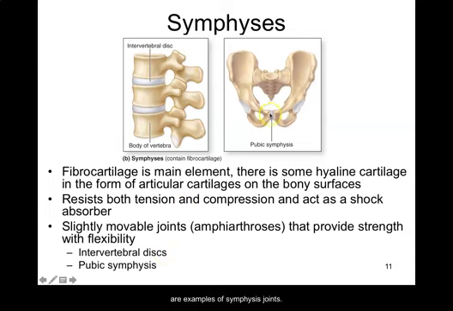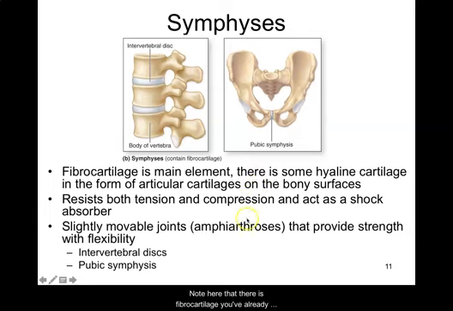The pubic symphysis, this is the one that's located at the anterior part of your pelvic girdle. That pubic symphysis is also a pad of fibrocartilage connecting the left os coxa to the right os coxa anteriorly. That pubic symphysis is an example of a symphysis joint. All symphysis joints are slightly movable amphiarthrotic joints.